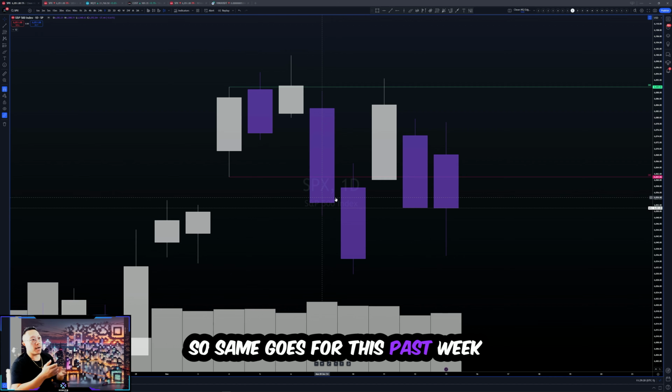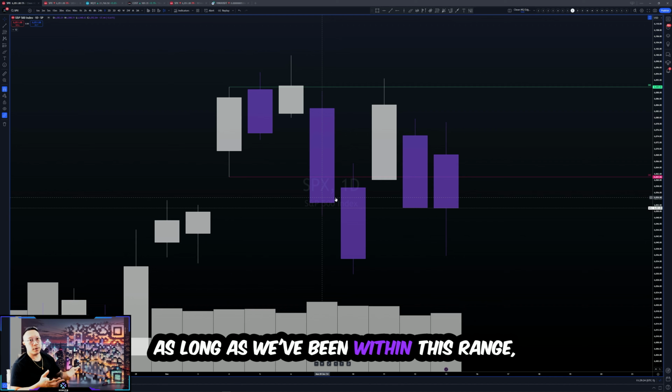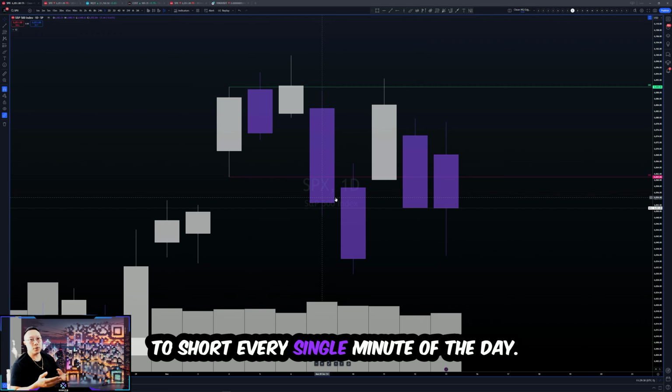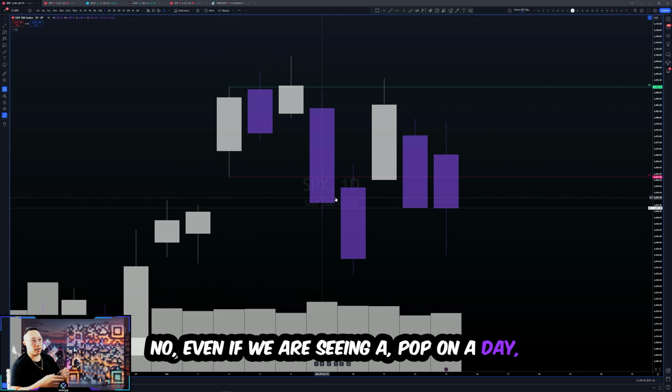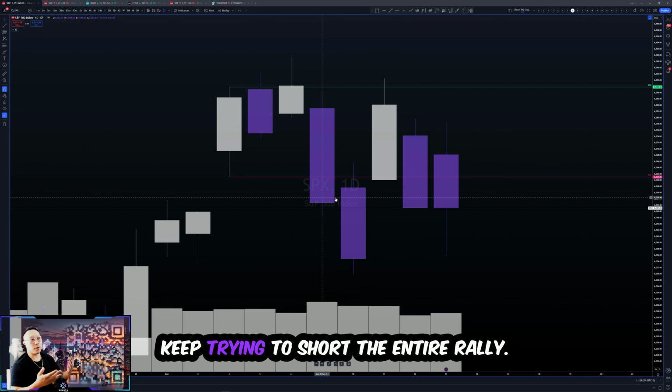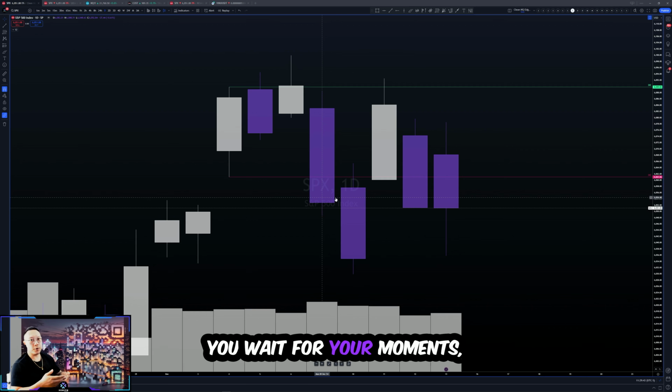Same goes for this past week or so. I've been macro bearish as long as we've been within this range. That doesn't mean I'm looking to short every single minute of the day. No, even if we are seeing a pop on the day, for example, CPI day, which I'll get into, that doesn't mean I'm going to keep trying to short the entire rally. You wait for your moments, then you execute an attack.